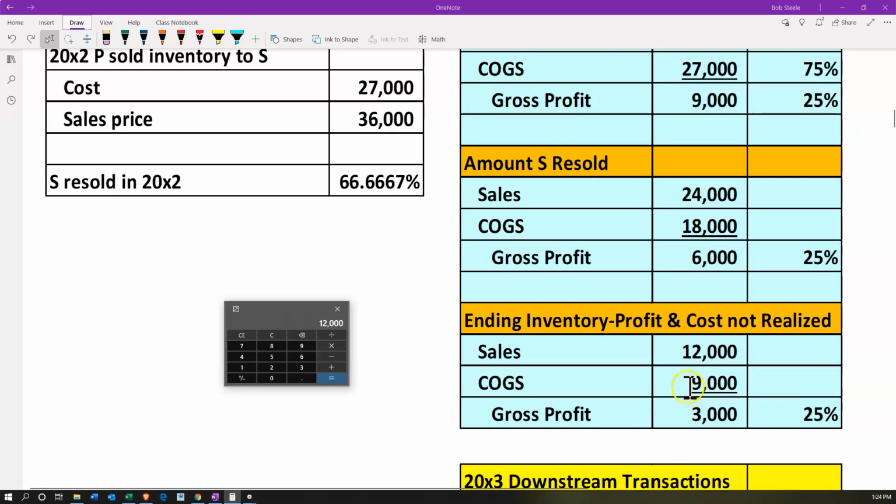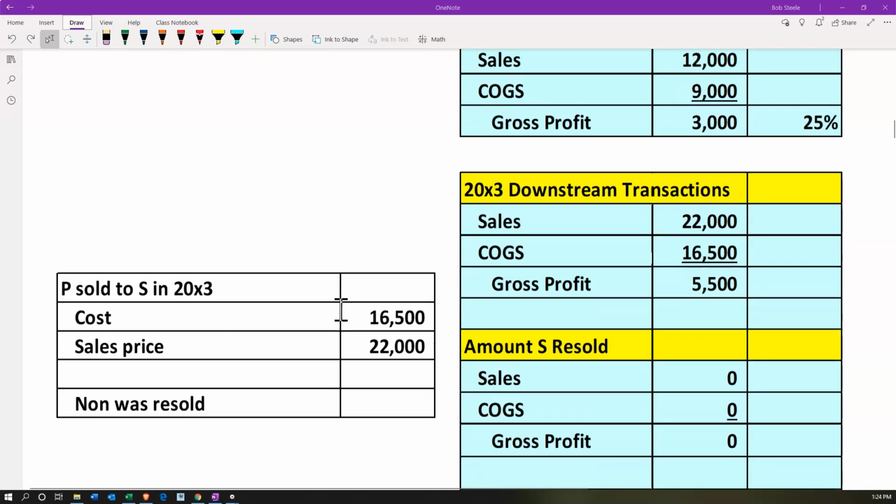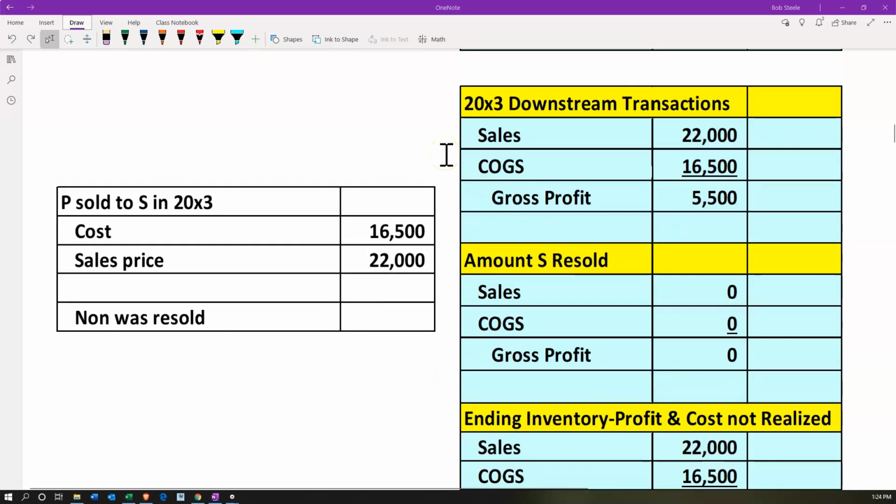We can also get the 9 by taking the 12,000 times the 25% and so on. So then let's go on down to the next one. We've got the 2000 X3 downstream. So we're still talking downstream, meaning from P to S. Sales happen from P to S, but this time we're talking the current year. So now current year transactions.